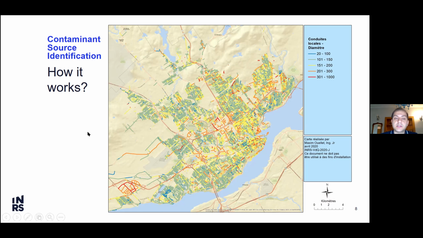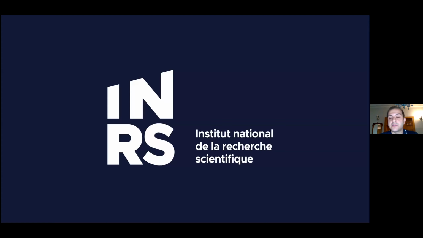To do this, we really need to have an exact water quality model. So we decided to work on the mixing phenomena, or the incomplete mixing assumption, to improve the accuracy of the water quality model, and then we can have an exact contamination source identification.